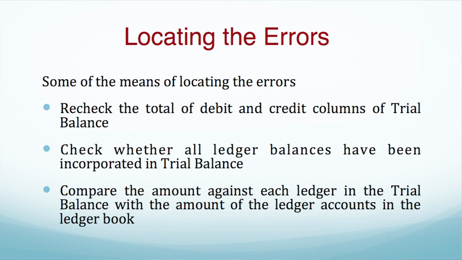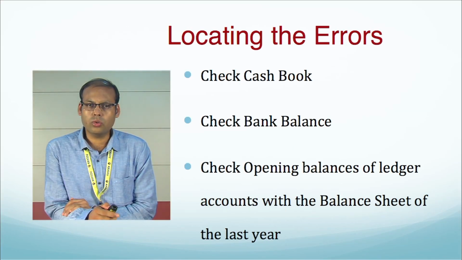What we have to do? We have to recheck the total of debit and credit columns of trial balance. We have to check whether all ledger balances have been incorporated in trial balance or not. Then we can compare the amount against each ledger in the trial balance with the amount of ledger accounts in the ledger book. Then we can check the cash book. Then we can check the bank balance. We can also check the opening balances of ledger accounts with the balance sheet of the last year.